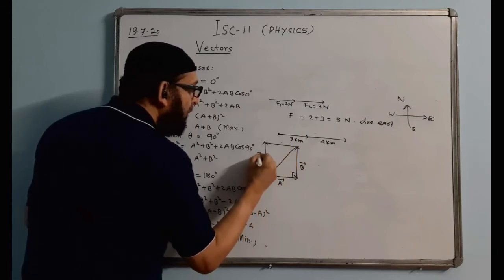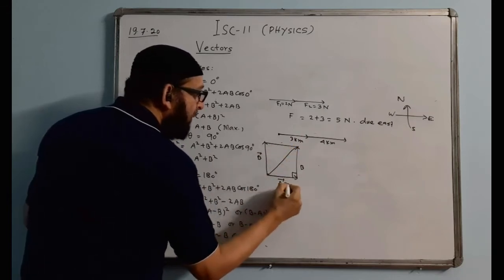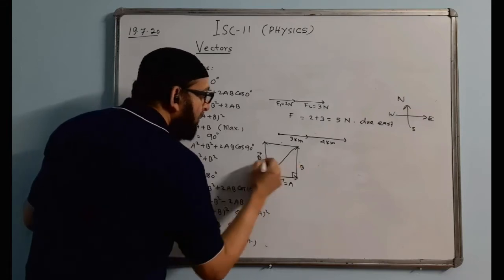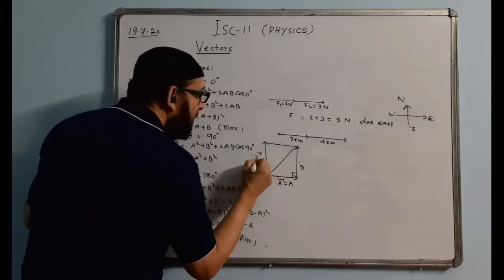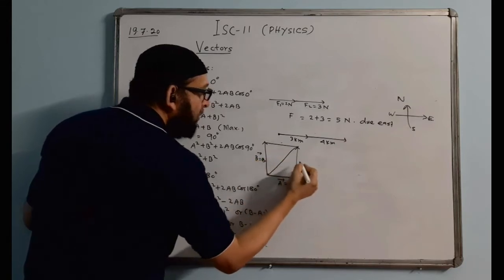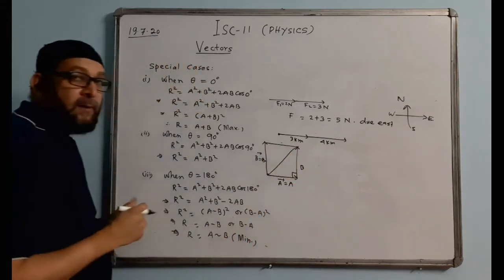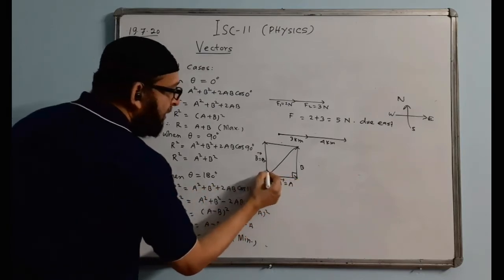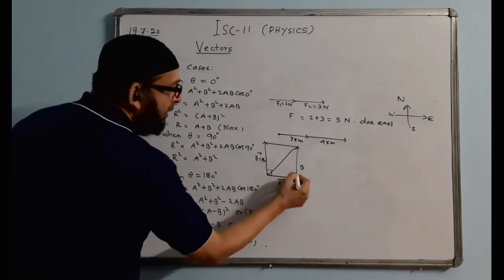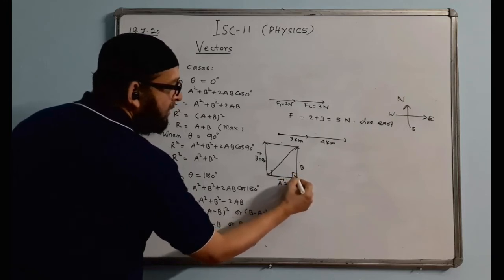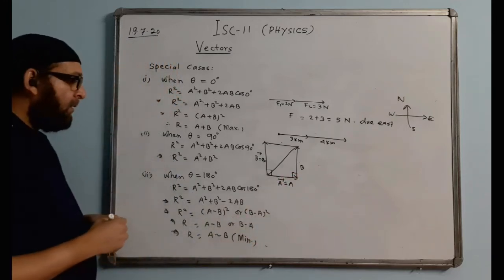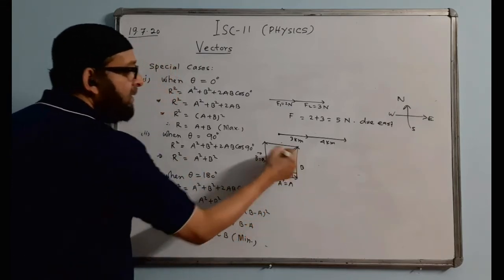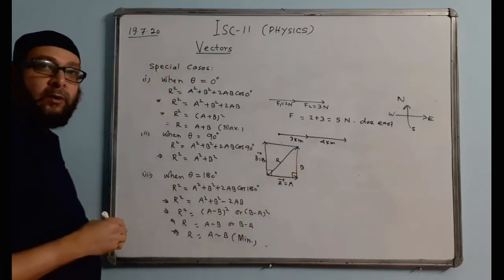This will be B. Vector A is A, this is B, this will also be B, because only opposite sides are equal in a parallelogram. Then this angle is 90 degrees, so this angle also becomes 90 degrees. Then in that case, R is over here, and R is found by the simple Pythagoras theorem.